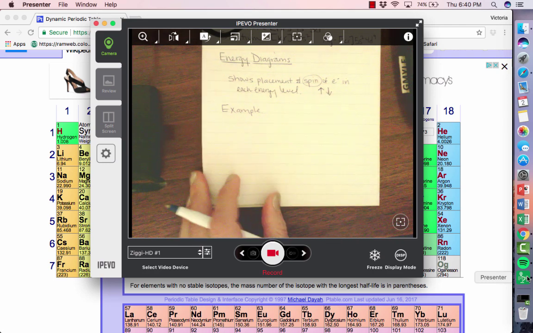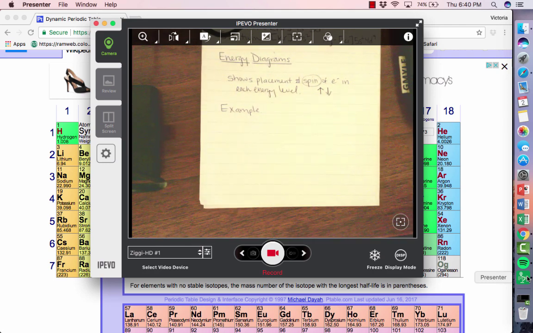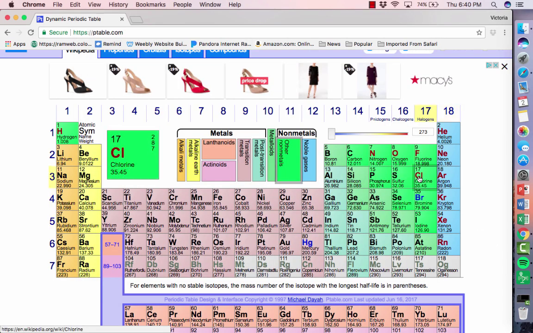I'm going to show you the electron configuration for an element and then show you how each of the electrons are spinning within the element. So let's pick magnesium, and then I'll show you chlorine.